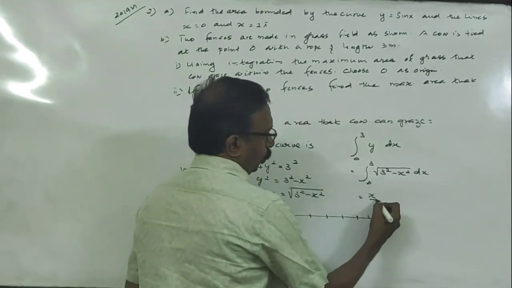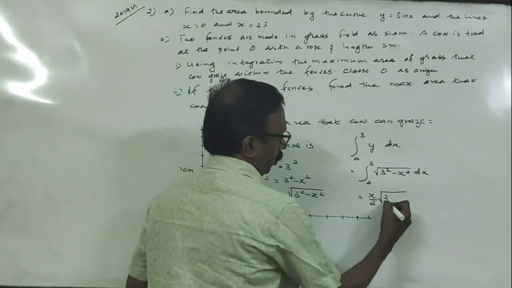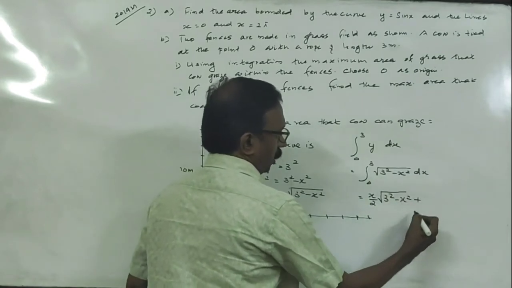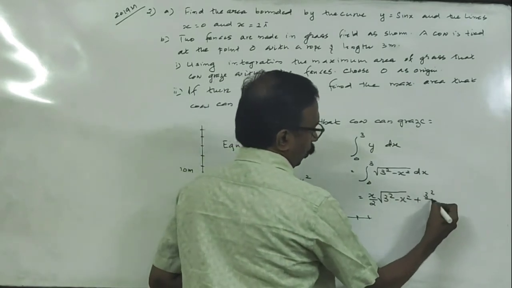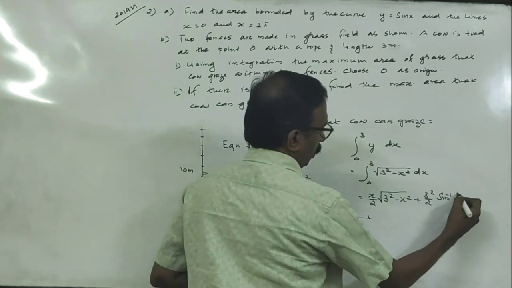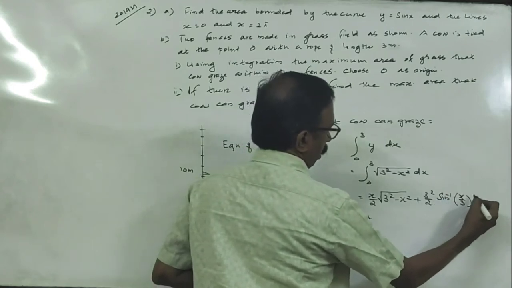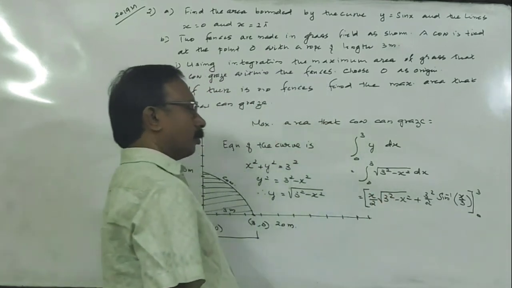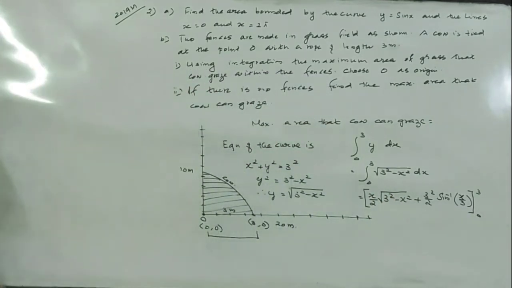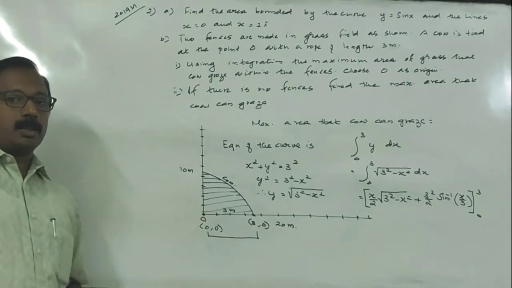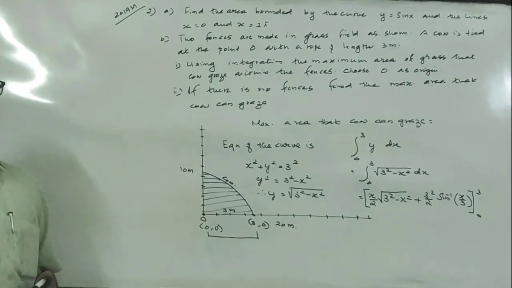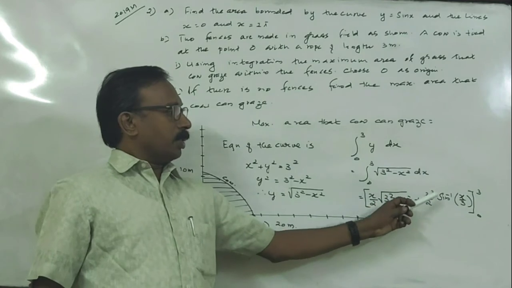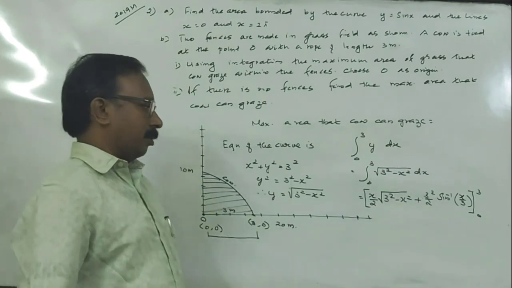Here x by 2 into root of 3 square minus x square plus 3 square by 2 into sin inverse x by 3. Here upper limit is 3, lower limit is 0. Integral of root of a square minus x square is x by 2 into root of a square minus x square plus a square by 2 into sin inverse x by a.